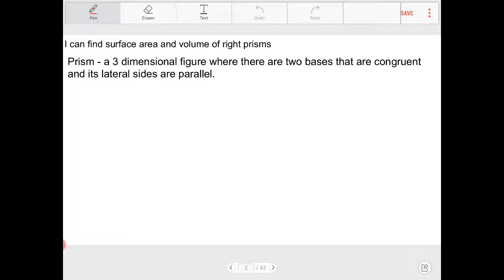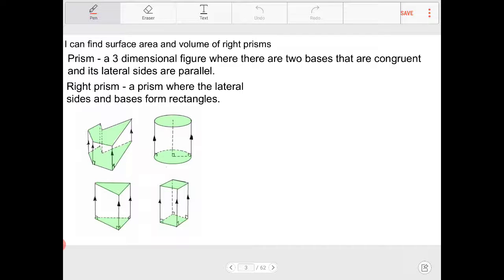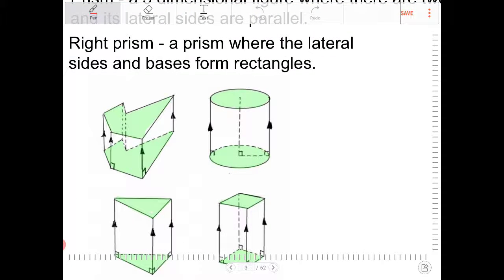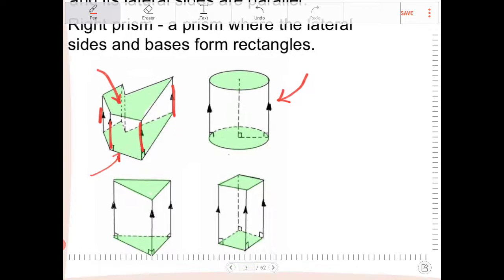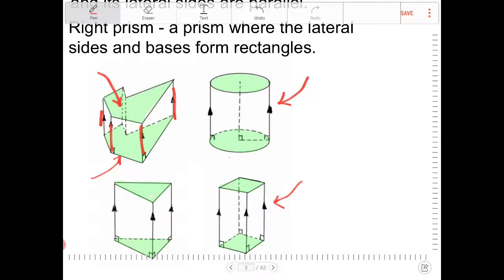So let's define what a prism is. A prism is a three-dimensional figure where there are two bases that are congruent and its lateral sides are parallel. Well, what does that mean? These are examples of prisms. These are examples of right prisms, because if you look at this, you see these sides are all parallel to one another, and the top base and the bottom base are congruent. So here, this is a cylinder, this is a rectangular prism, and then this is a triangular prism.